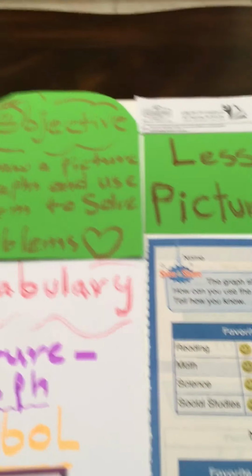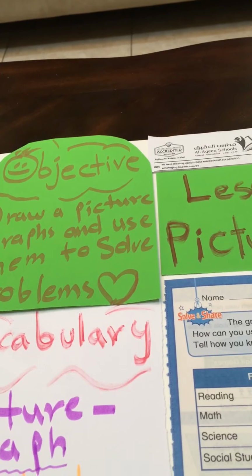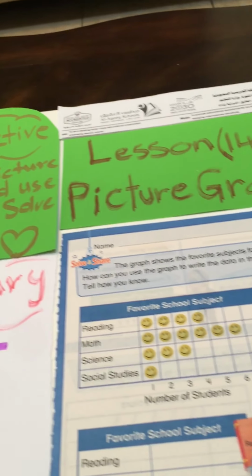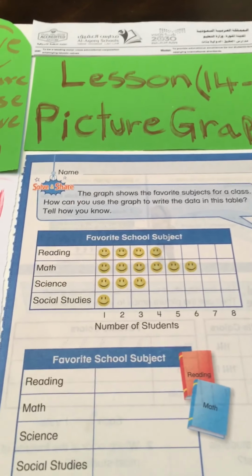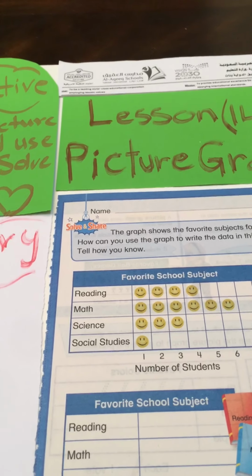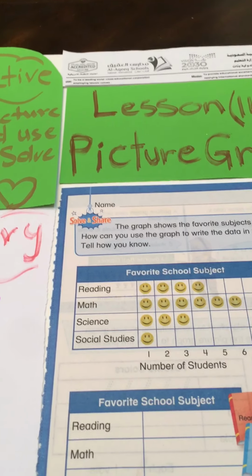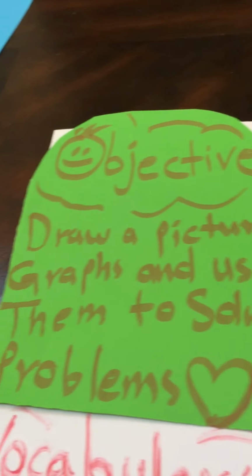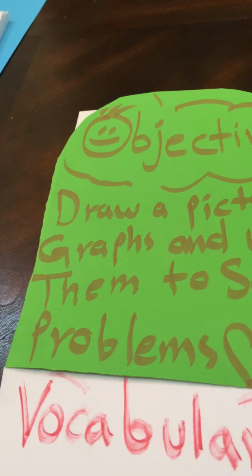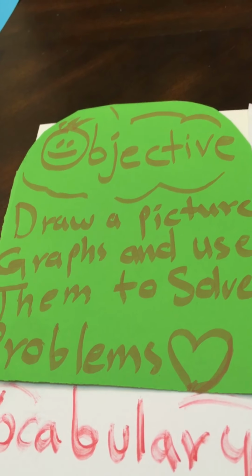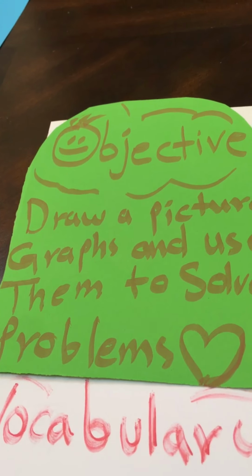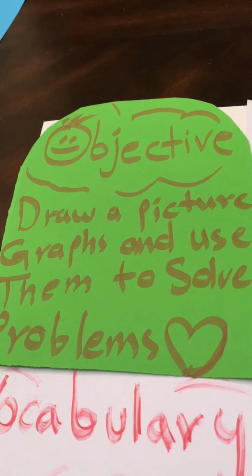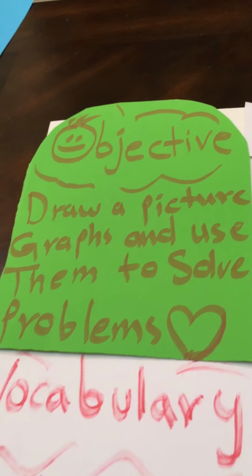Today we will start the new lesson, which is lesson 14.4, and it is about picture graphs. It is almost related to our last lesson from yesterday, bar graph and picture graph. So today is picture graph lesson 14.4, and the objective is to draw a picture graph and use them to solve problems. Our last lesson was draw a bar graph and use them to solve problems. And today we will learn how to draw a picture graph and use them to solve problems.